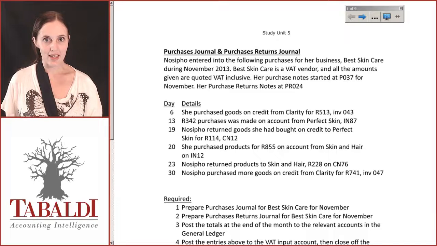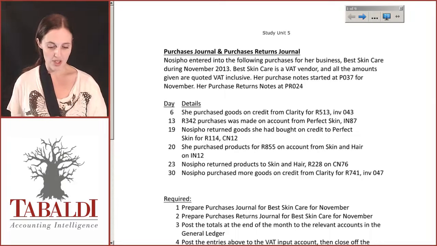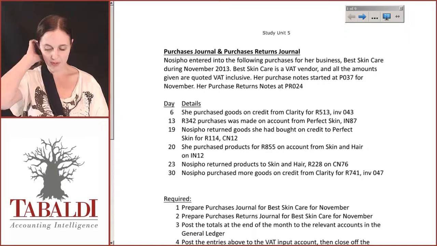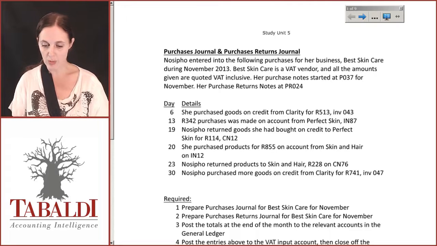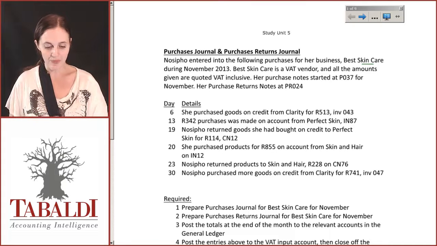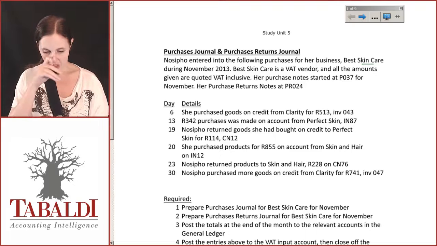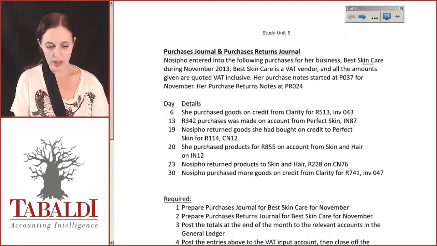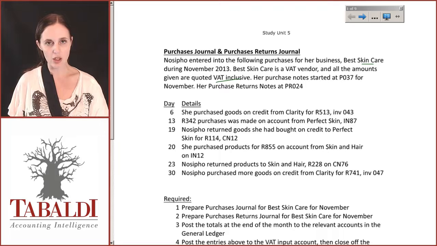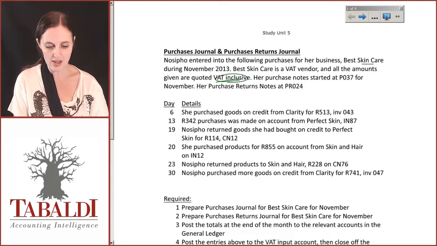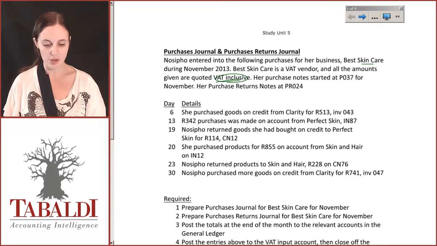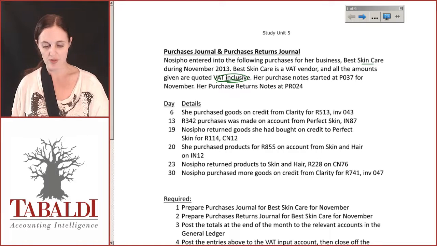All right, let's take a look at the class example for our purchases and our purchases returns journal. So we're still going to use Nasipo and her best skincare company during 2013. She is a VAT vendor. All the amounts given are quoted VAT inclusive. Again, don't take this for granted. Make sure that you're very comfortable with whether or not you're dealing with inclusive or exclusive amounts.